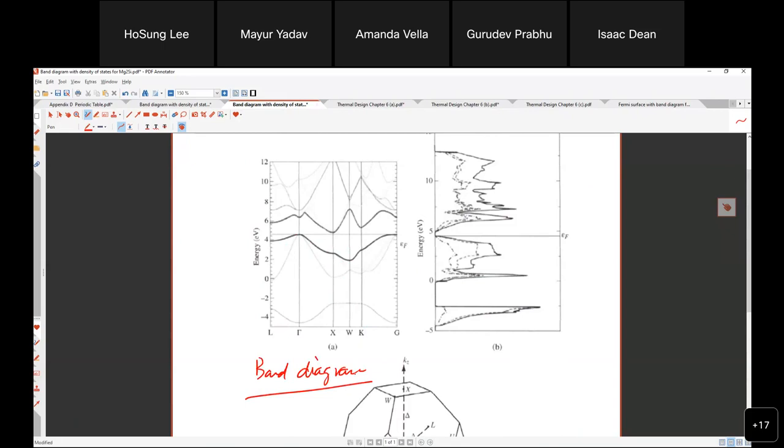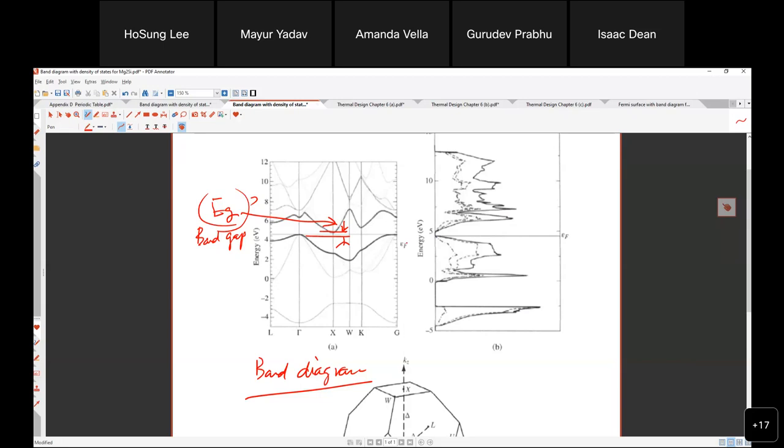So once we have a band diagram, then we can analyze it. This is how we can use it in thermoelectrics. Okay? And what is the energy band gap? Band gap is here and here. This is the band gap. We can calculate it, look at that band gap.